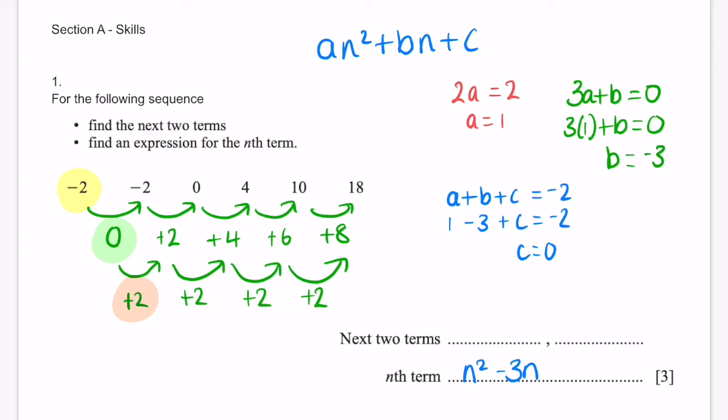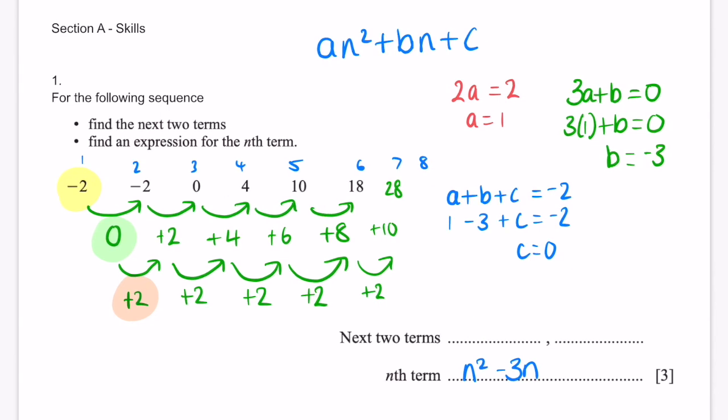When I'm finding the next 2 terms, I can either substitute in the 7 and the 8 into n, so 7 squared minus 3 times 7, 8 squared minus 3 times 8, or I can use the differences to calculate it as well. I know that the next one will be plus 2 again, so that means that I'm adding on 10, in which case it would be 28, and I can do the same again.